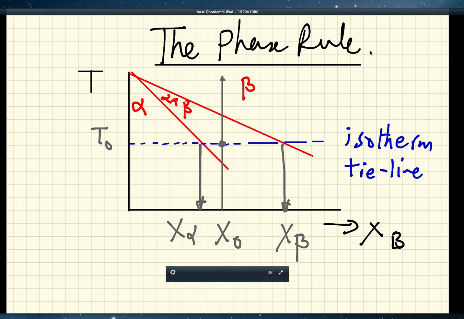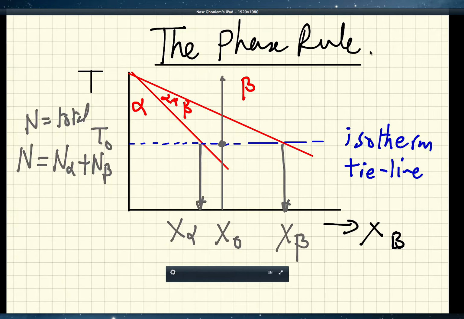Now let's say that we have a total number of moles N total. N total is going to be split between the alpha and beta phases, so N is equal to N sub alpha plus N sub beta. These are the two numbers of moles in the alpha and the beta phase.